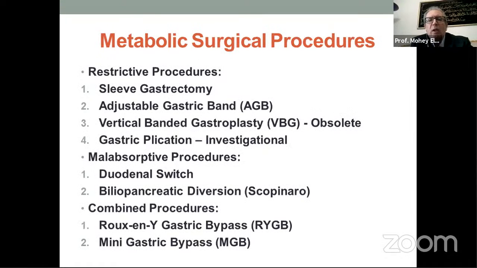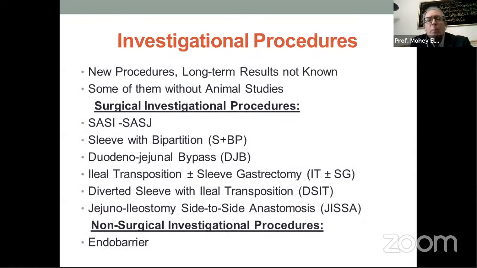We have a long list of bariatric and metabolic surgical procedures. This is the standard list that we have: restrictive procedures, malabsorptive procedures, and combined procedures. But we have now a long list of investigational procedures that may be surgical or non-surgical.